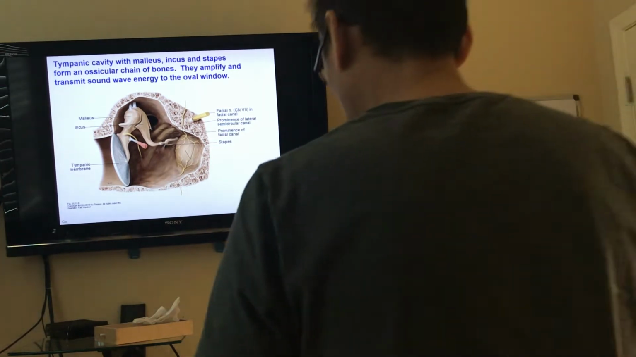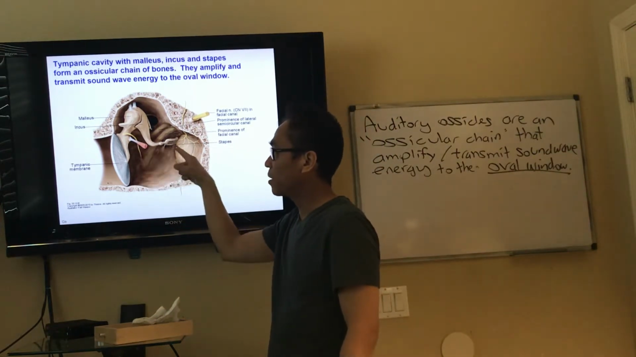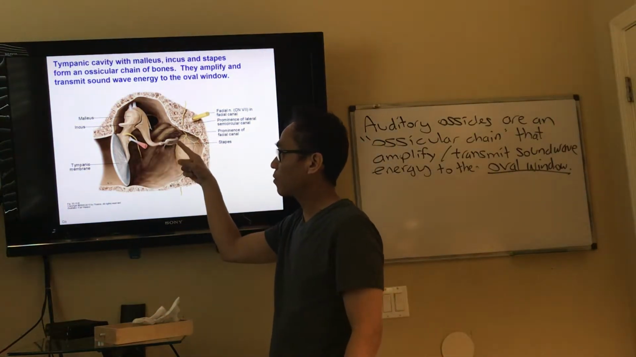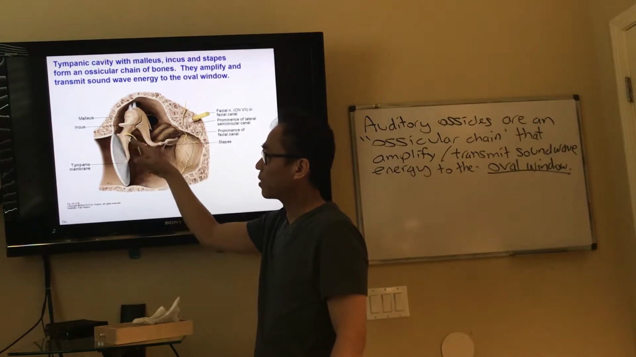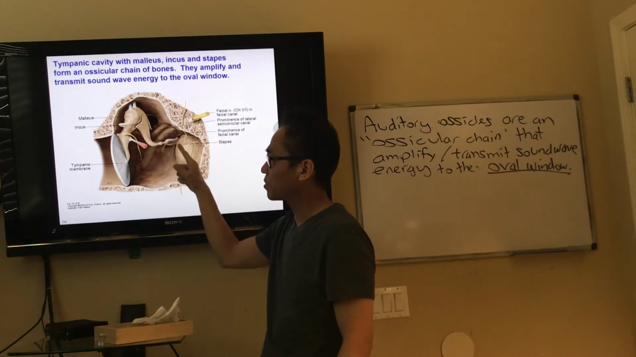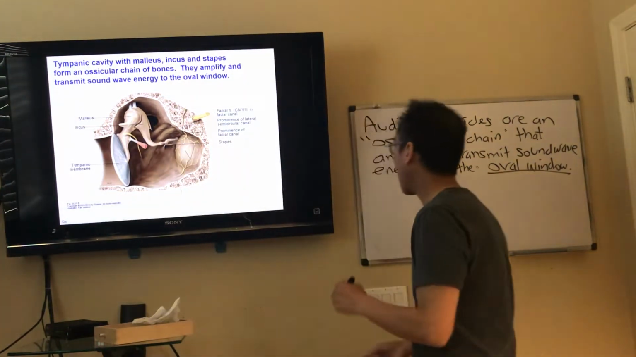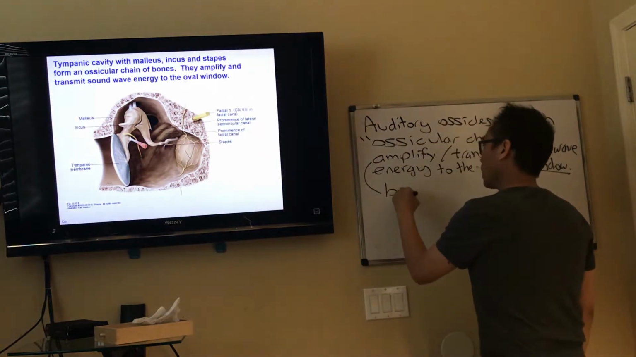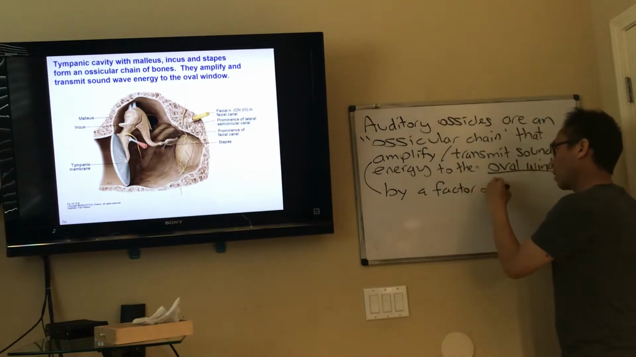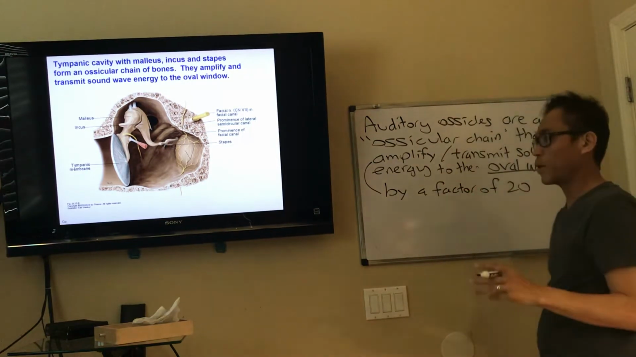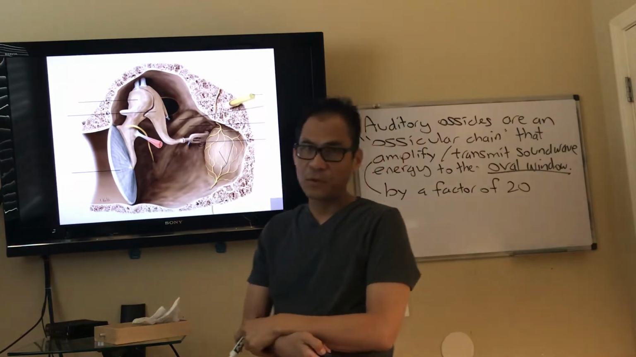So the reason why there's an amplification is, look at the relative size of the tympanic membrane to that little oval window under the footplate of stapes. You're taking this large area and vibrating, and these bones are all transferring it to a much smaller area. So you're going to amplify it by about a factor of 20. Some books say a factor of 22 or something like that, about a factor of 20.